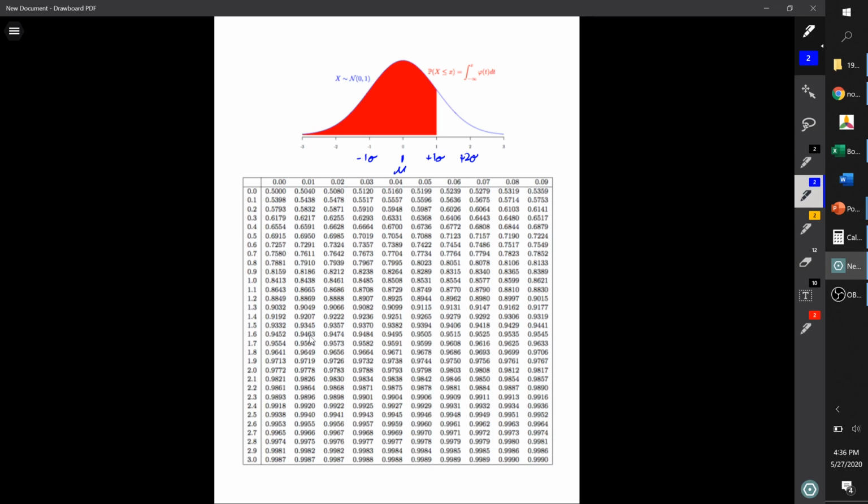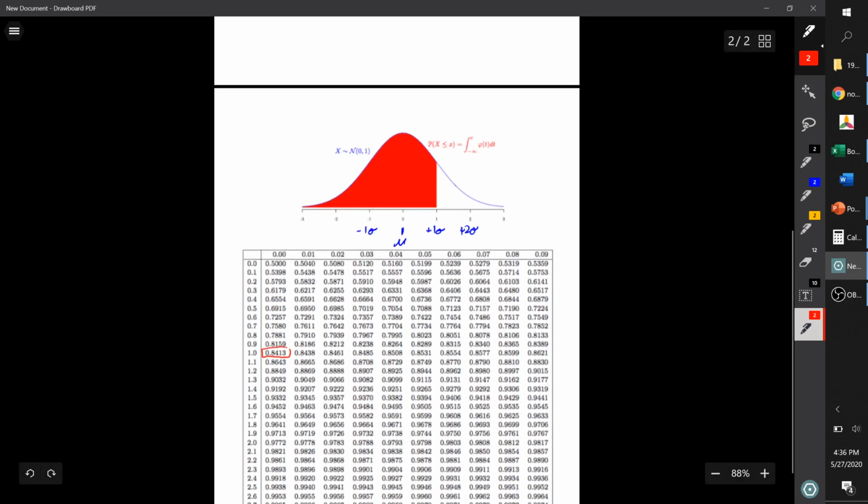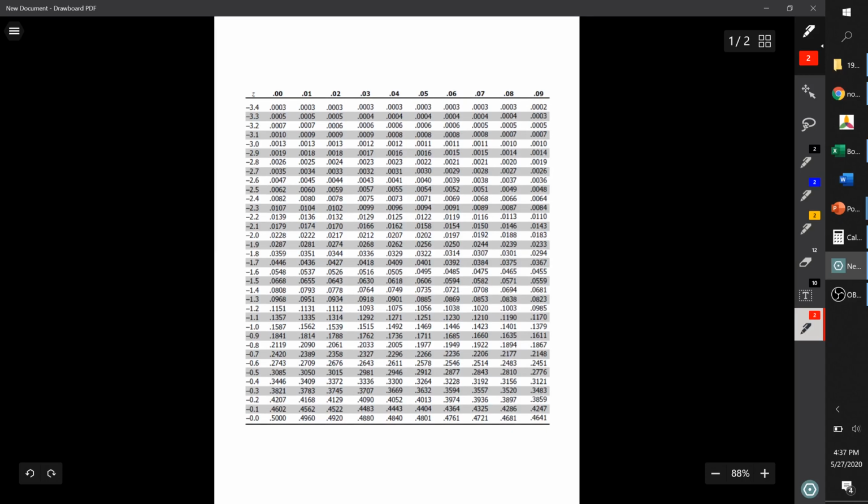So if we're looking at exactly 1.0, then what we can say is 84.13% of the data is at or below 1 standard deviation above the average. That's how to read that. So here we are doing the adding, going above the average, and then in this table here we are subtracting, that's what the negatives are for, we're going below the average.